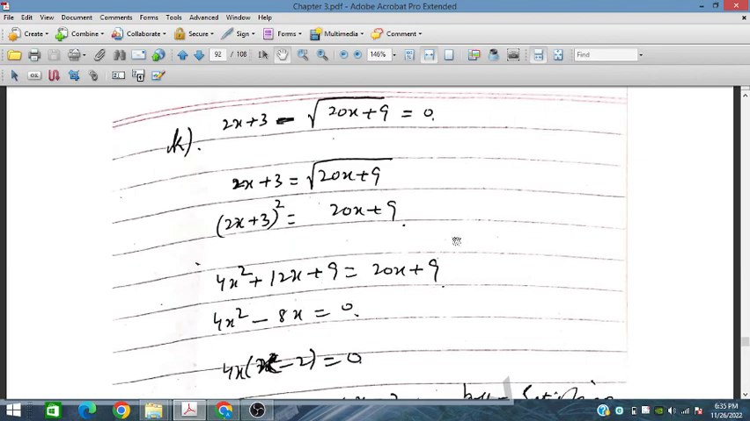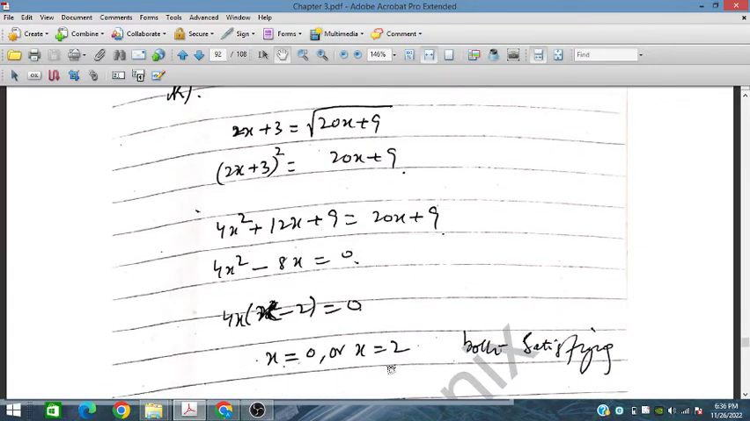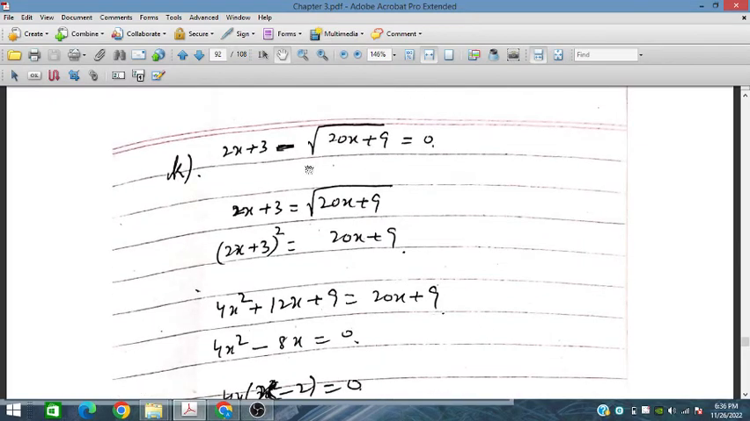Now this one, 2x plus 3 minus under root 20x plus 9 is equal to 0. Shifting it to the right hand side and then taking square on both sides. 2x plus 3 square, 20x plus 9, and then shifting it right, and this is a plus b whole square, and on rearranging it, this 9, 9 cancel. This is minus 8x, so taking 4x common, x minus 2, so x is equal to 0 or x is equal to 2, and place it here.